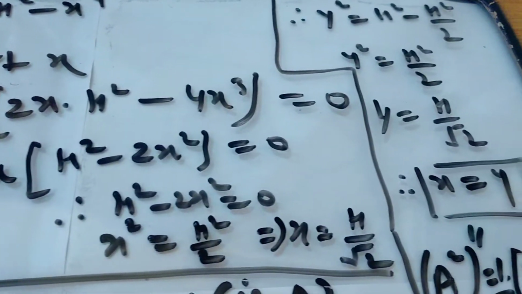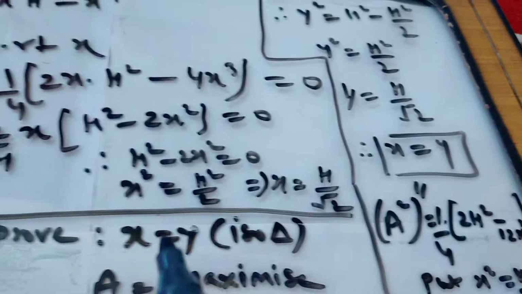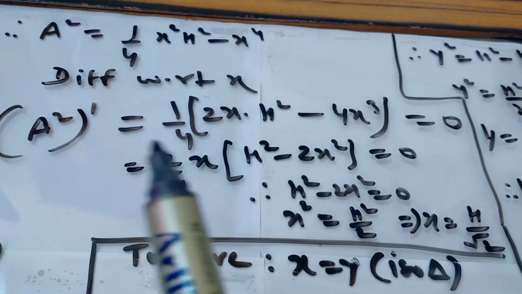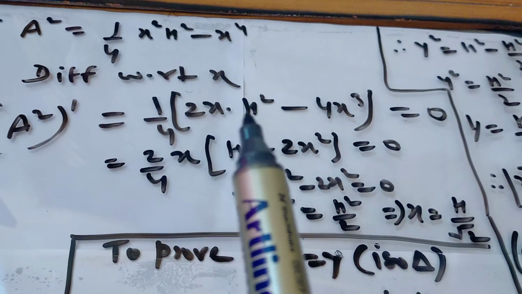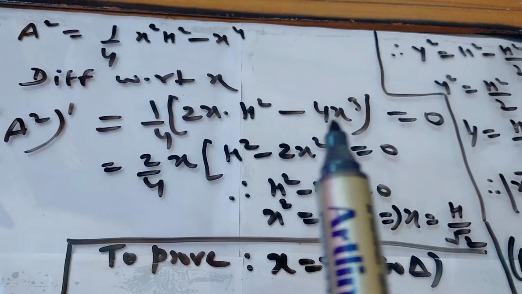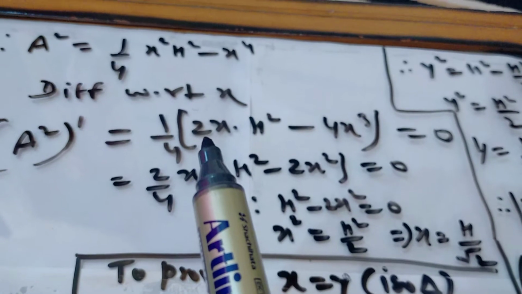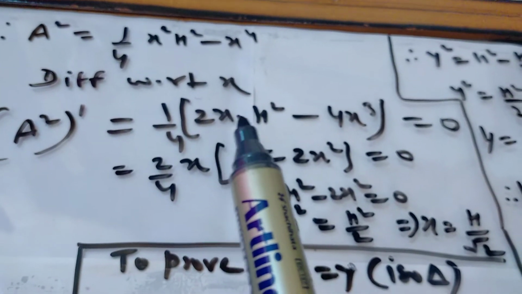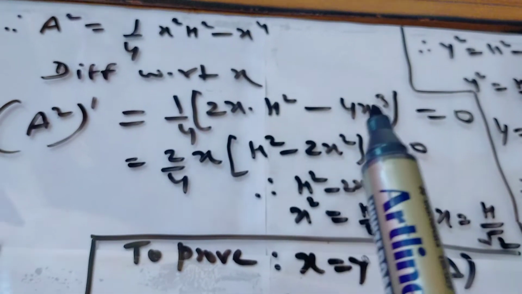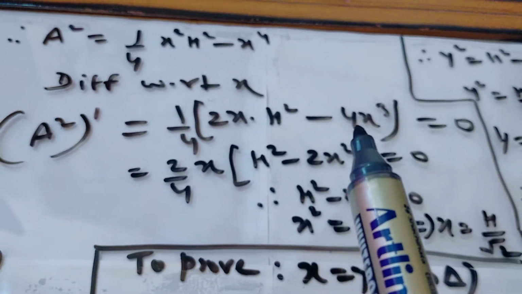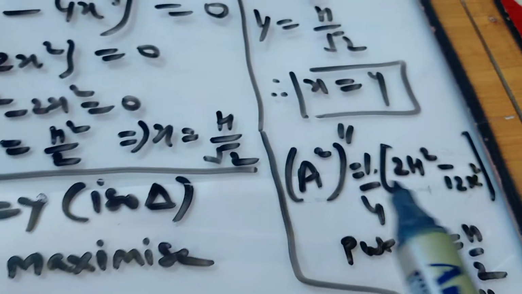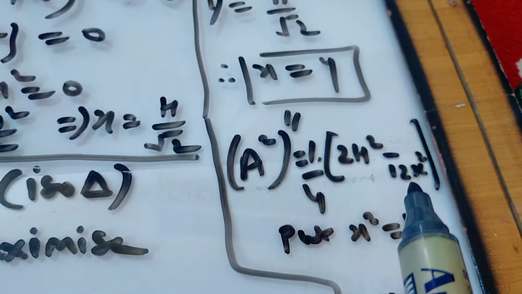So student, we have proved that x is equal to y. Now we have to differentiate this portion. It is 1 by 4 into 2x into h square minus 4x cube. If I differentiate here, the h square and 2 are a common portion. The differentiation of x is 1. So it will be 2h square over here, and it will be 4 threes are 12x square. So I have done over here, 2h square minus 4x square.